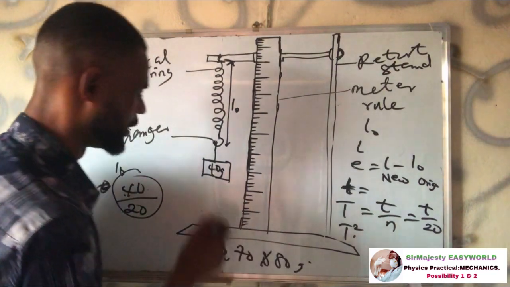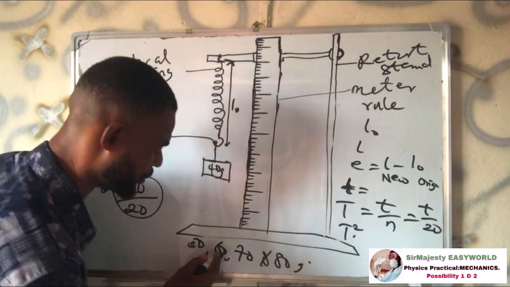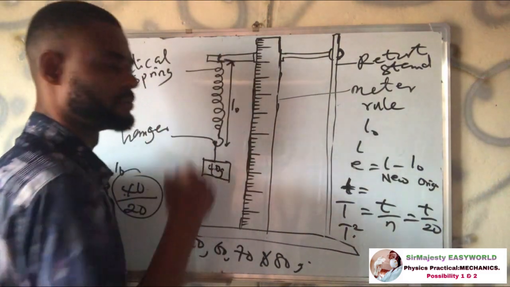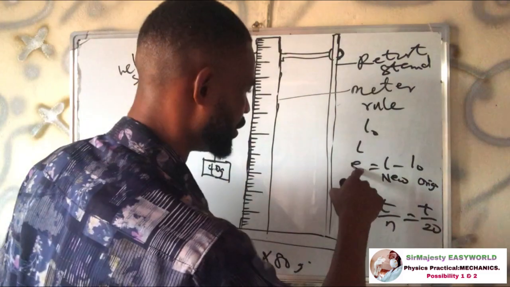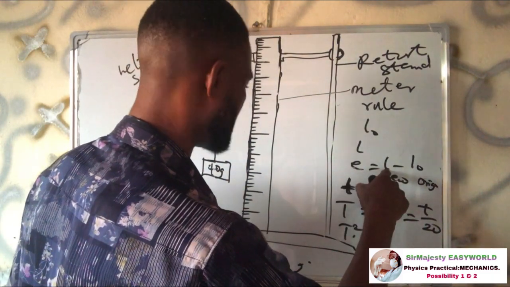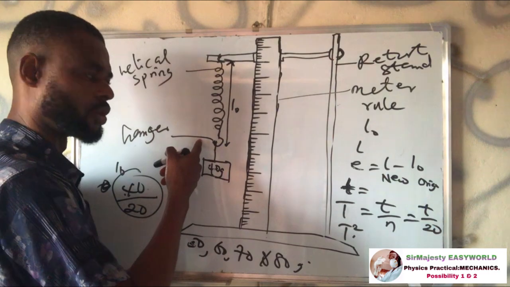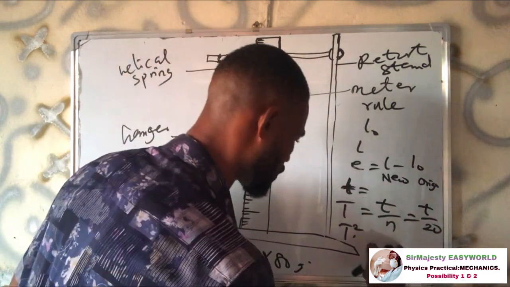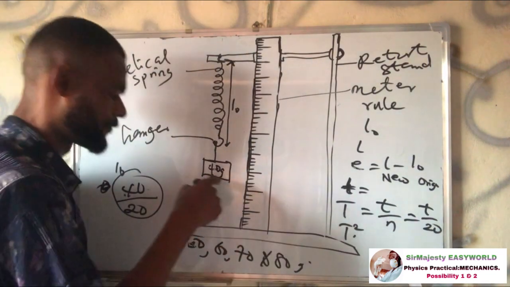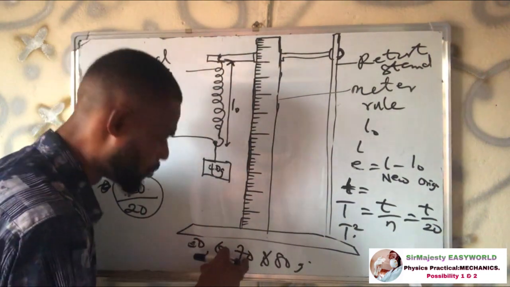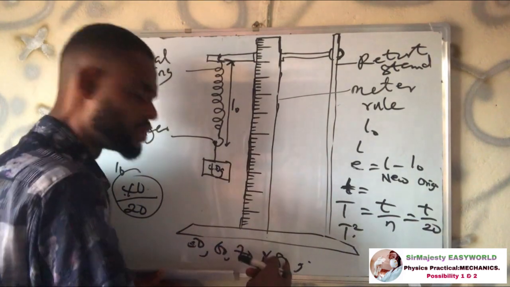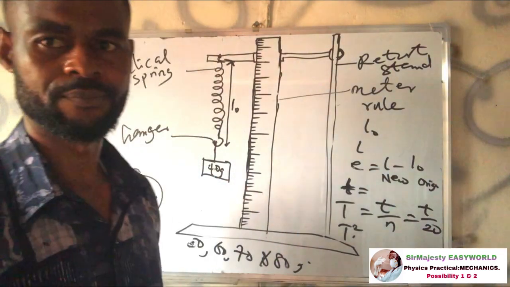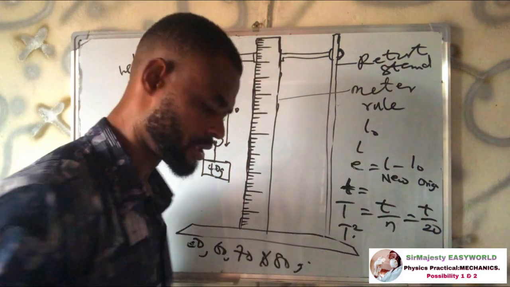Then after, remove the 50, bring 60 gram mass, and put it here. Measure the new length. Evaluate e with your new length. Then set it into oscillation. Determine your small t, and from small t, determine your capital T. After 60, you come with 70. After 70, you go with 80. Repeat those things until you get all the readings, then you tabulate your readings.